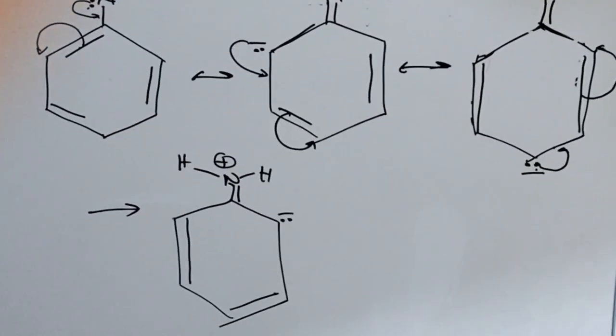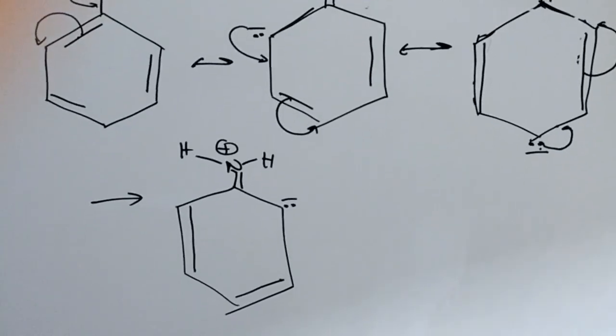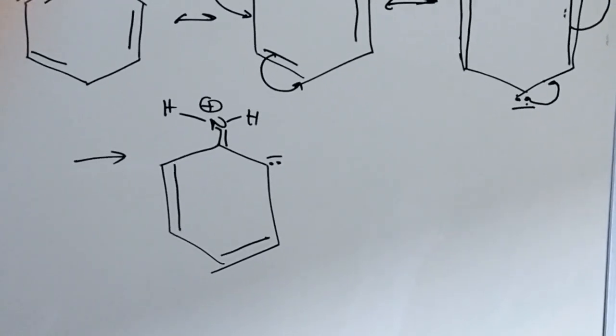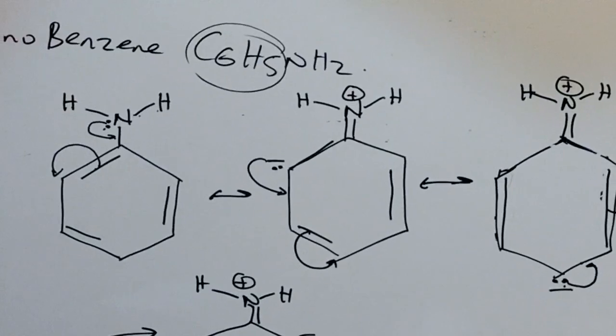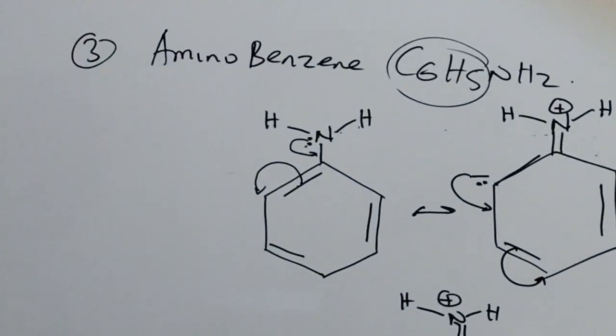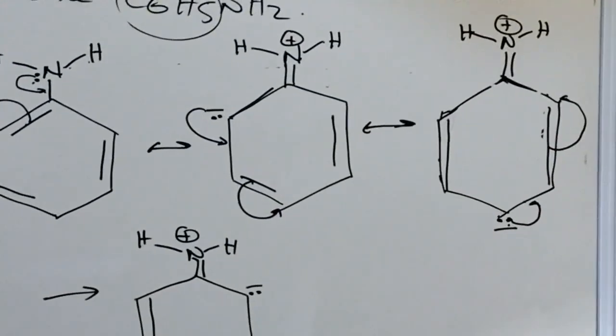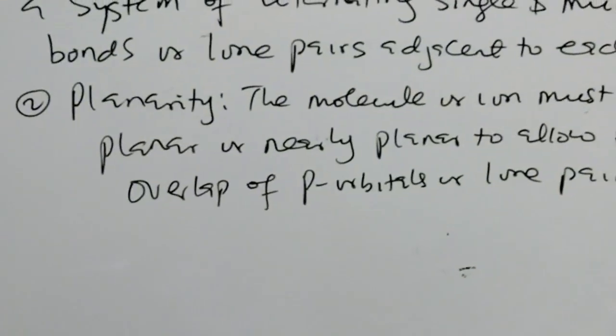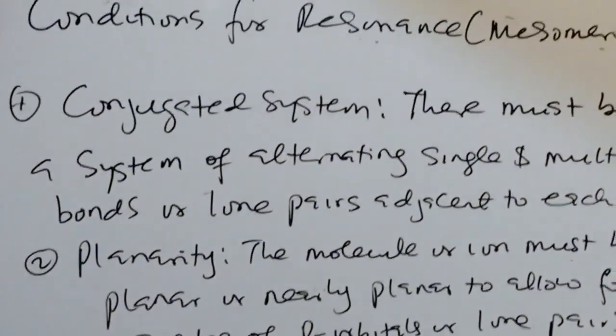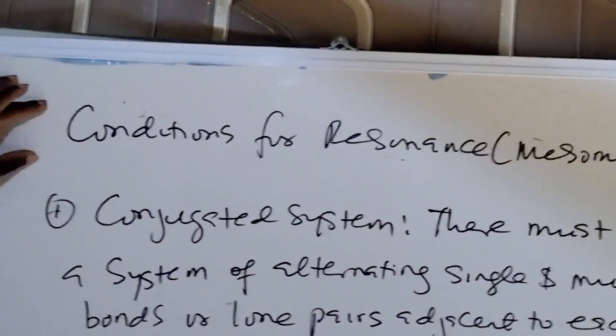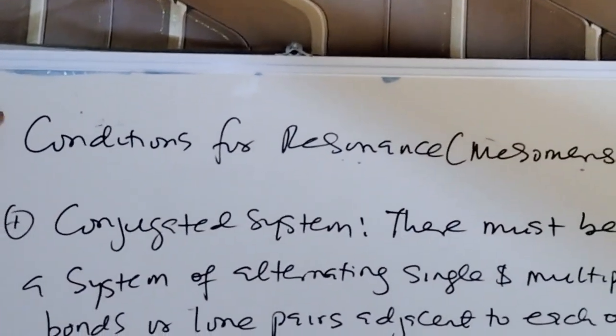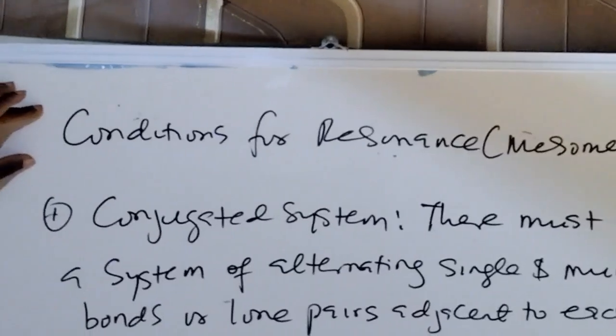And look at the structure very well. The rule of conjugation is obeyed in all of them, so you can see that very well. So we'll go to the next example. So move to conditions for resonance or mesomerism. There are 2 major conditions for a compound to undergo resonance or be engaged in resonance or mesomerism.